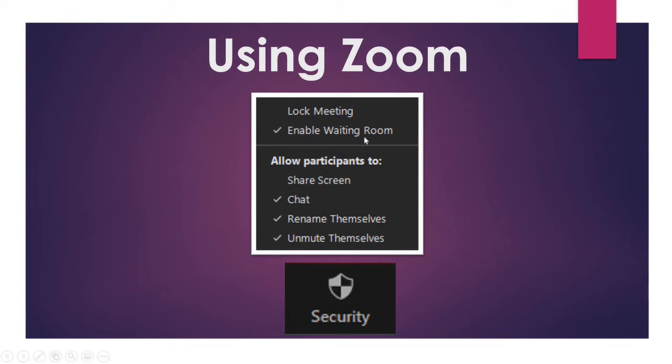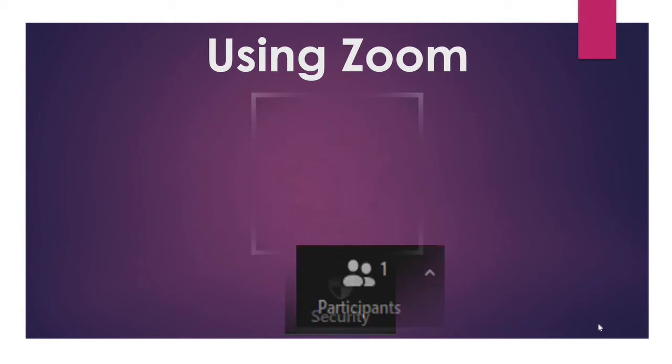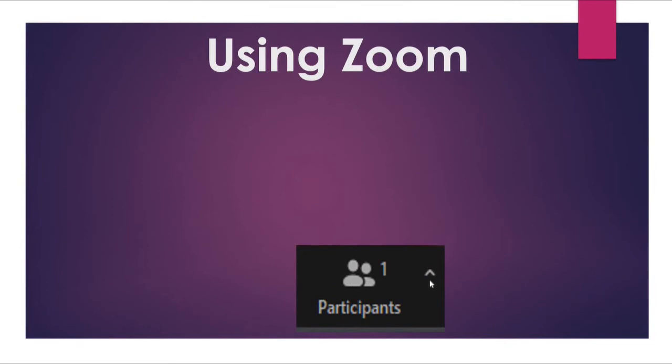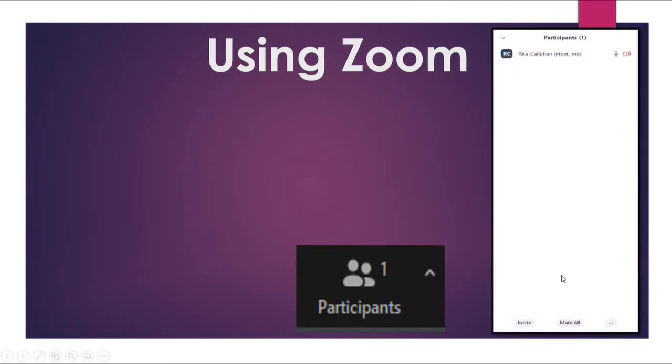If you enable the waiting room, this can also be a way that you can check roll, because you would have to manually admit each participant into the classroom. Speaking of participants, if you click here, this will bring up a panel that will show your participants or your students initially. If you have enabled the waiting room, then this is where you will admit them.